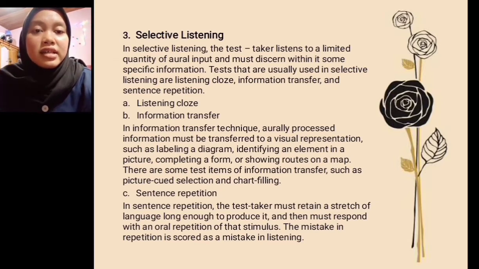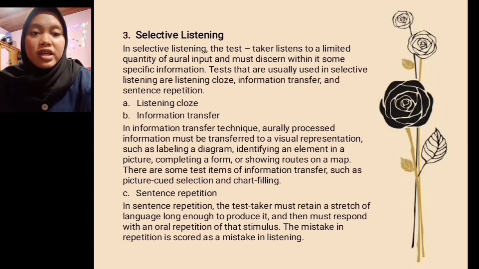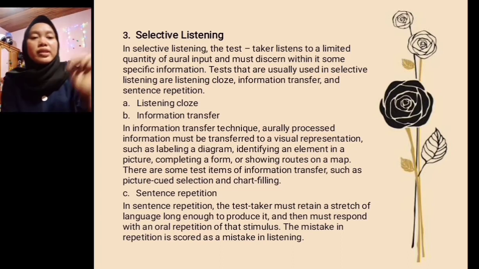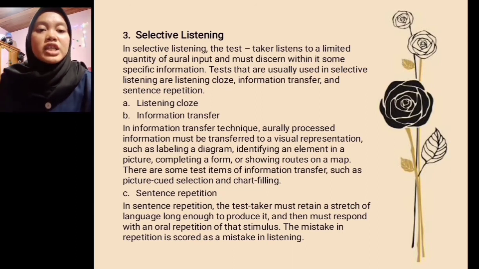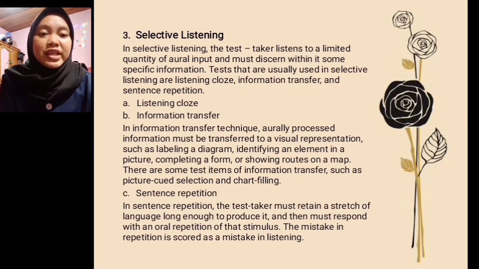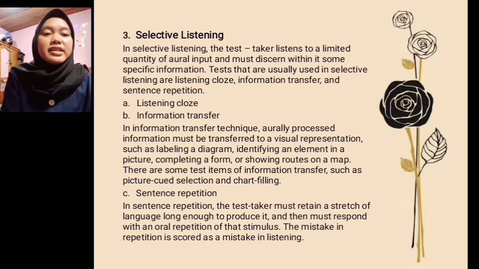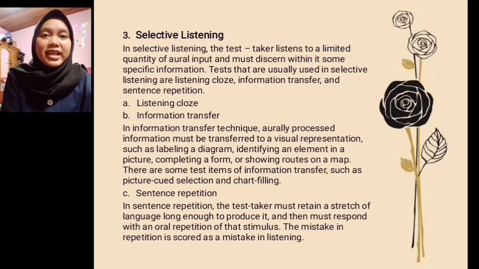And the next is sentence repetition. In sentence repetition, the test taker atau si pendengar must retain a stretch of language long enough to produce it, and then must respond with an oral repetition of that stimulus. The mistake in repetition is scored as a mistake in listening.